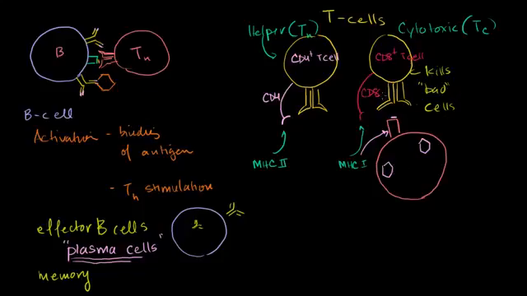While helper T cells are attracted to professional antigen presenting cells. I always draw a dendritic cell right here because those are the best antigen presenting cells. They have MHC2 complexes, and it's digested some antigen and presents it right there. And then that activates the helper T cell. Once they're activated, they all start differentiating into effector and memory cells.